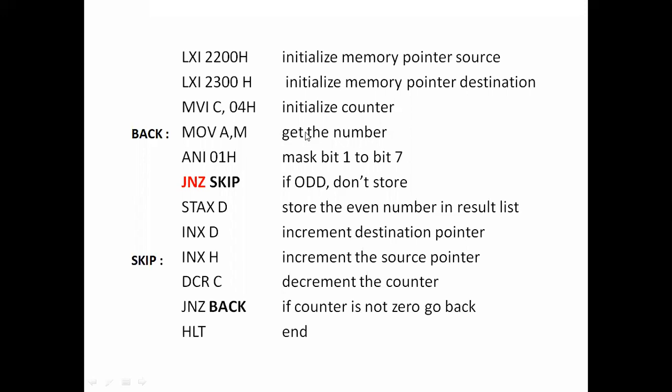First of all, we will get the number and copy it into the accumulator. Then we will apply the same logic which we applied in the last program. By doing ANI 01, we are able to test whether the number is even or odd. If the number is an even number, the zero flag will be set. If the number is an odd number, the D0 bit of the accumulator content will be 1, so the zero flag will not be set. And if the zero flag is not set, it means it is an odd number.